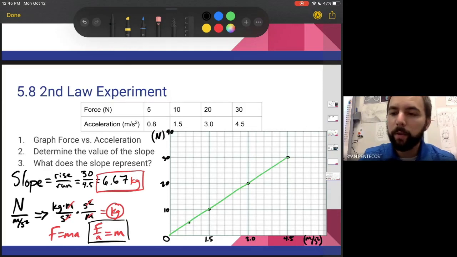All right, next time we will do a few more example problems with Newton's laws of motion and continue on through chapter 5.